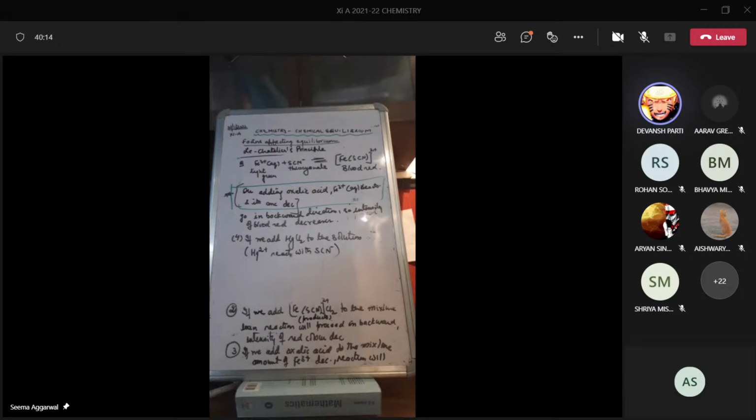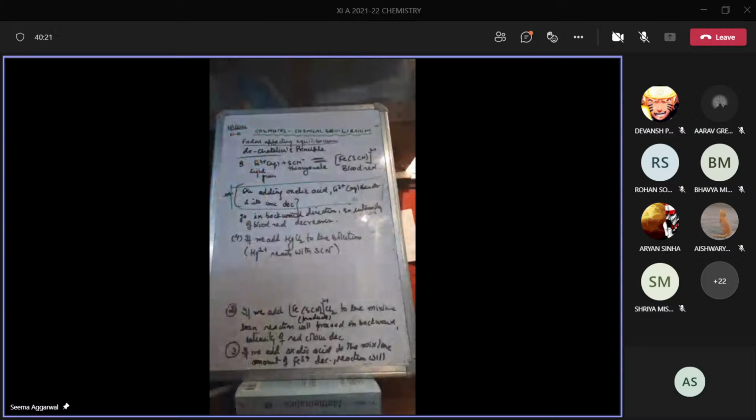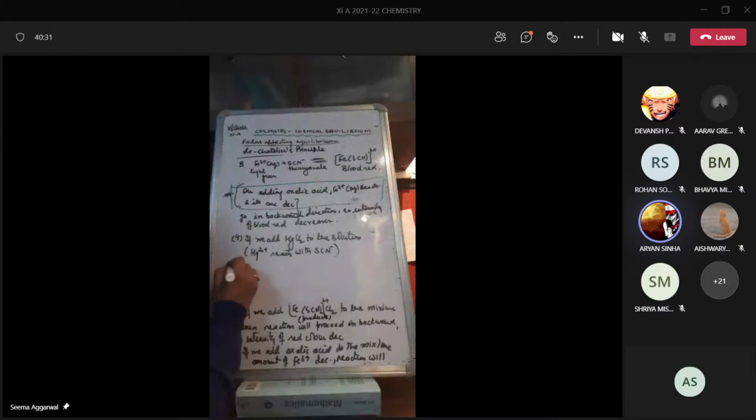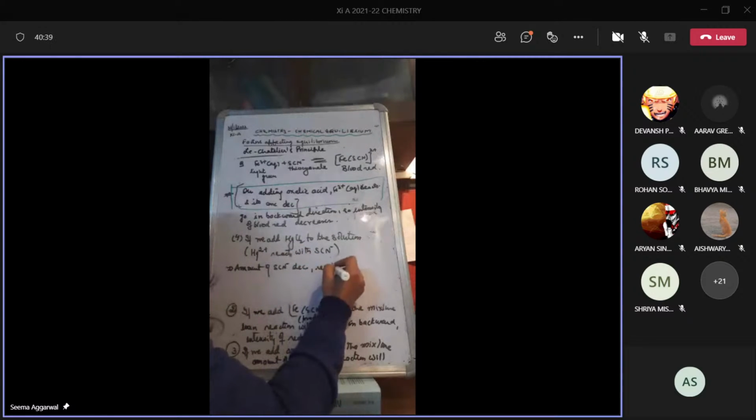Ma'am, backward reaction. Ma'am, the reaction will proceed in forward direction now. Same case is also, if I am adding oxalic acid, Fe3+ reacts. If I am adding HgCl2, thiocyanate reacts, the amount of SCN- decreases. Ma'am, the reaction will go in backward direction then. Amount of SCN- decreases. The reaction will go in backward.